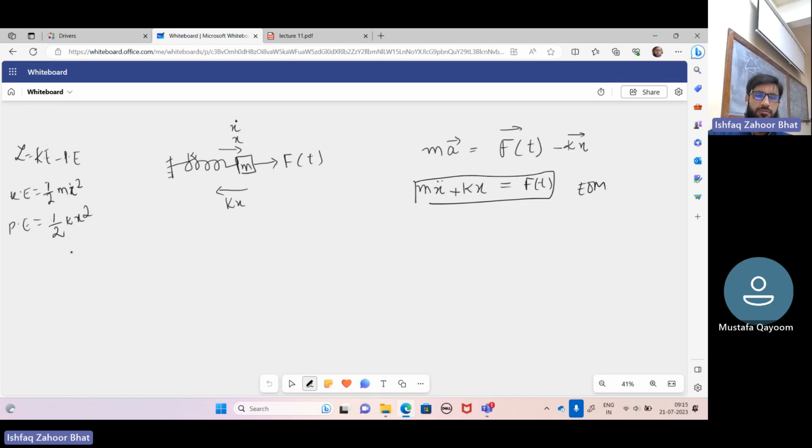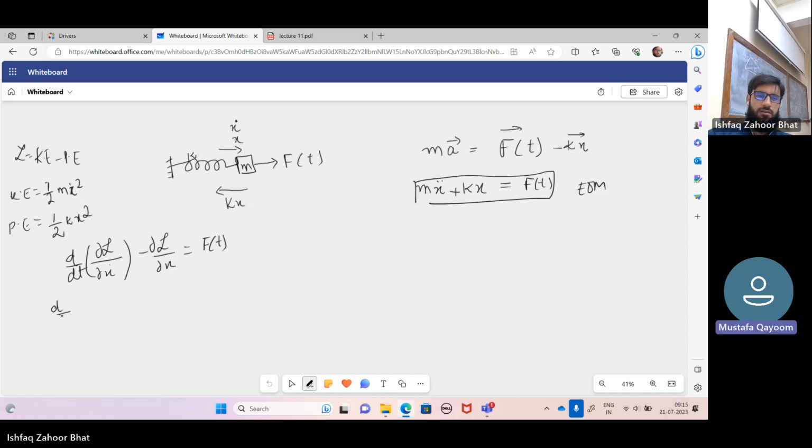So what will be the equation of the system? It will be d by dt of delta L upon delta x dot minus delta L upon delta x equal to the external force, that is f of t.